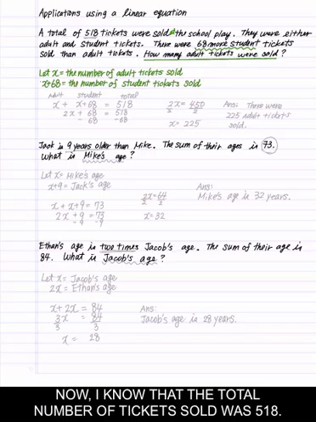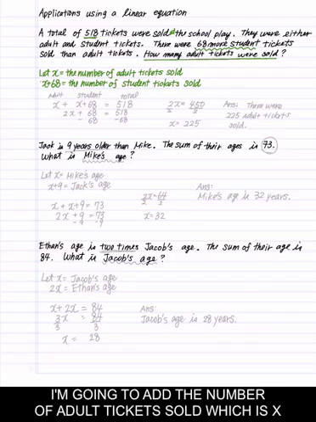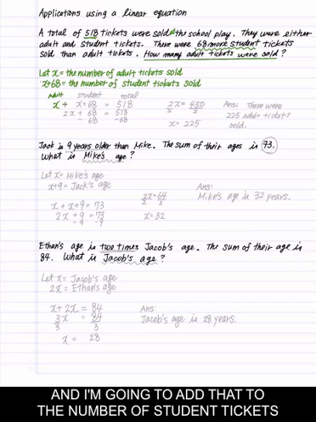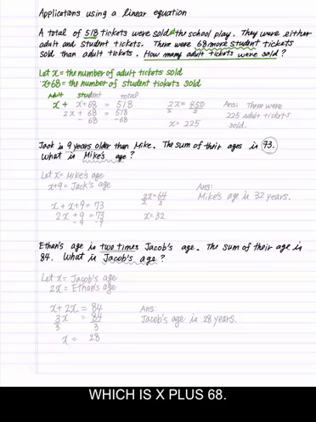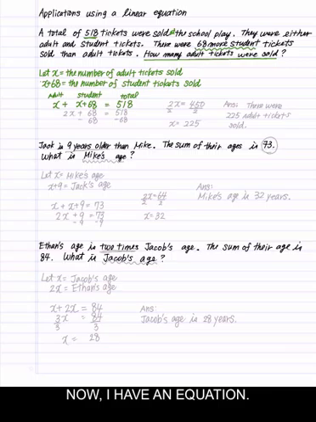Now, I know that the total number of tickets sold was 518. So what I'm going to do is I'm going to add the number of adult tickets sold, which is X, and I'm going to add that to the number of student tickets, which is X plus 68. And that total should be 518. Now I have an equation. This is the hardest part, I think, is getting to this equation.